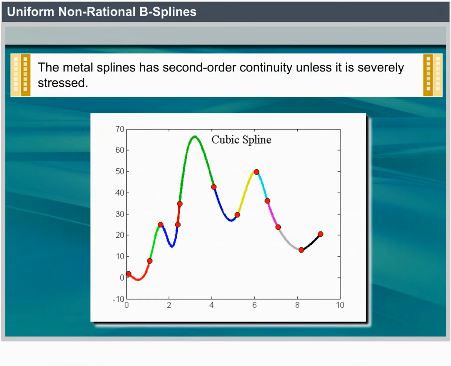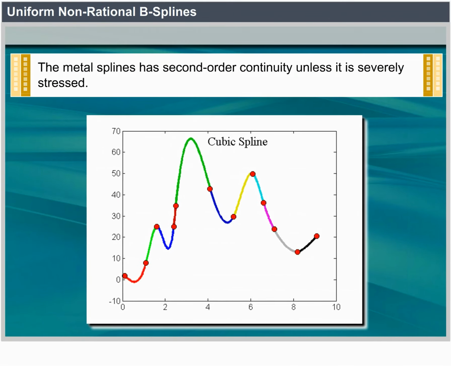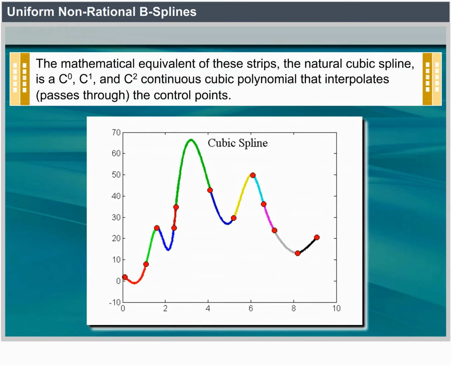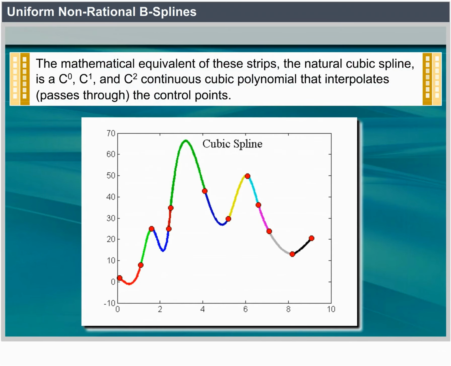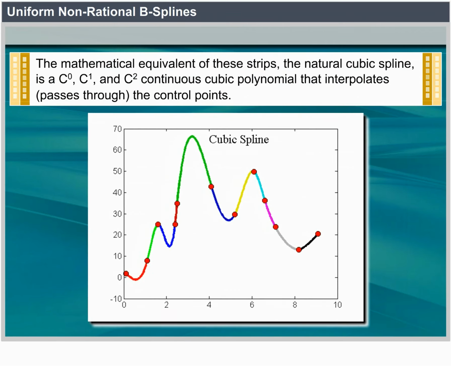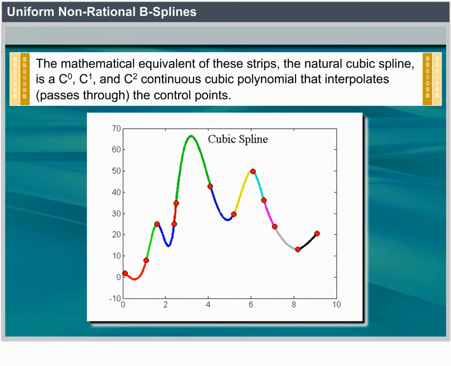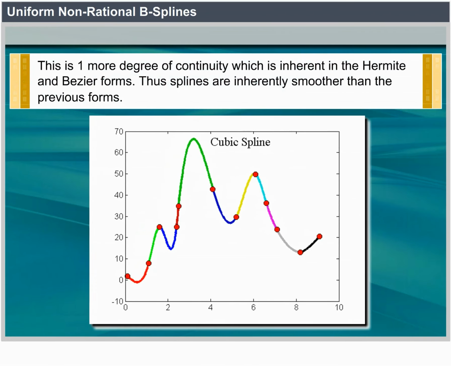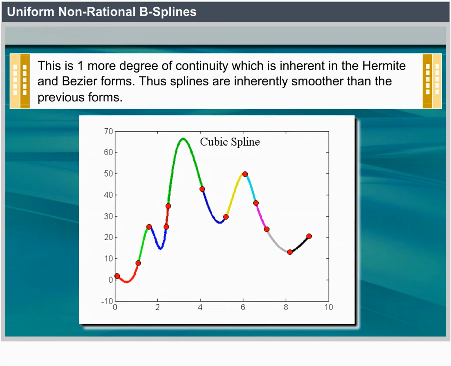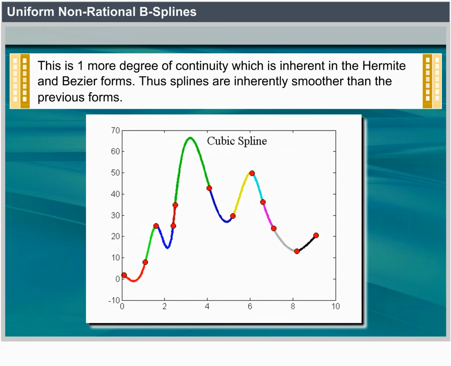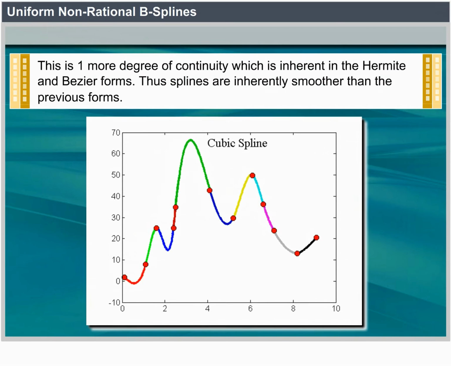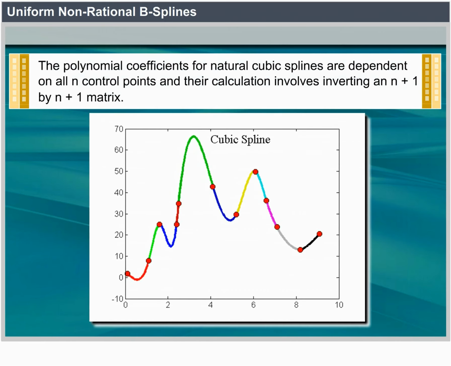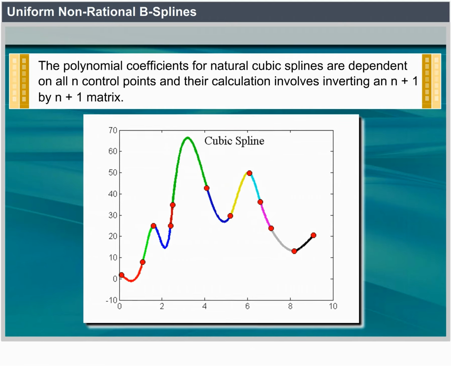The mathematical equivalent of these strips, the natural cubic spline, is a C0, C1 and C2 continuous cubic polynomial that interpolates or passes through the control points. This is one more degree of continuity than is inherent in the Hermite and Bezier forms. The splines are inherently smoother than the previous forms. The polynomial coefficients for natural cubic splines, however, are dependent on all n control points. Their calculation involves inverting an n plus 1 by n plus 1 matrix.